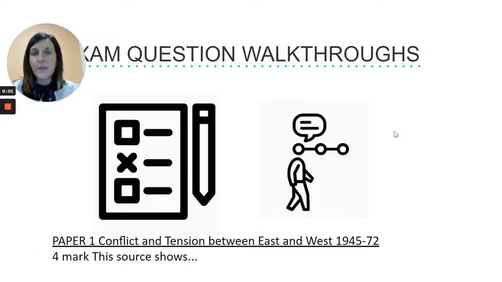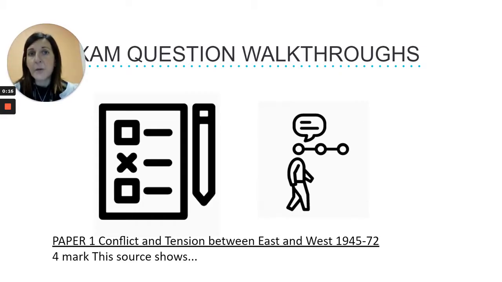Hi and welcome to the third exam question walkthrough for AQA GCSE history, and this section is on the conflict and tension section, the Cold War between 1945 and 1972.